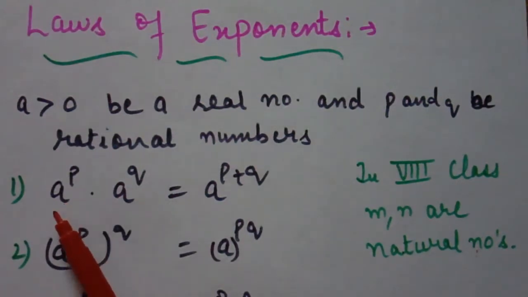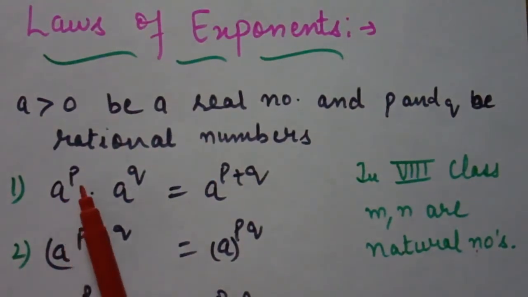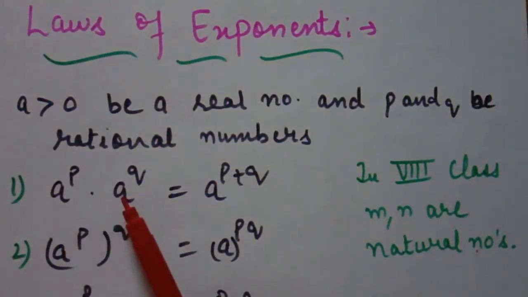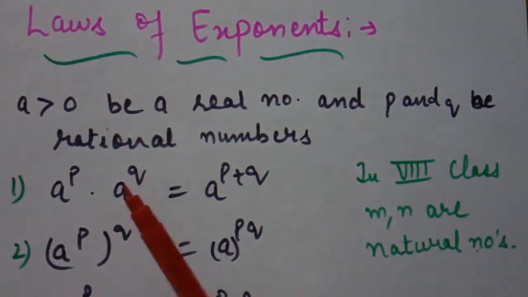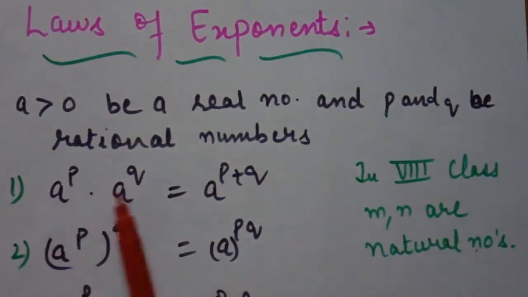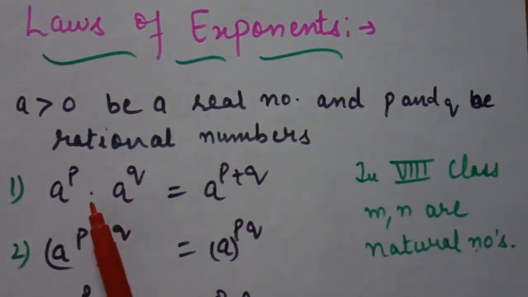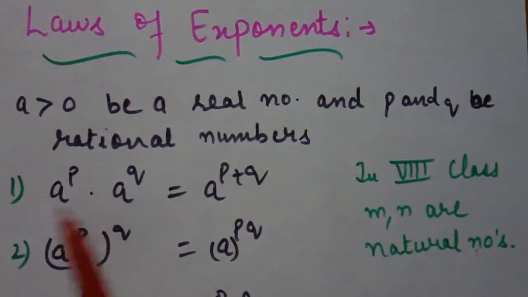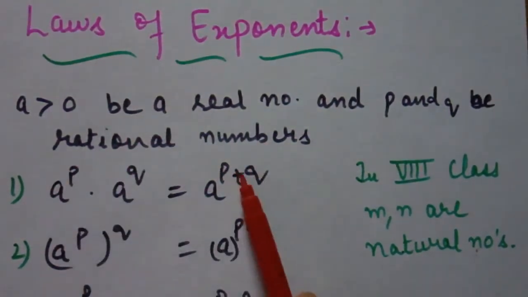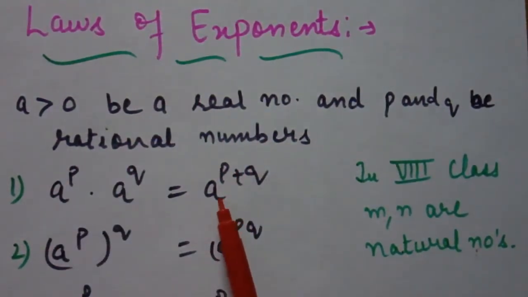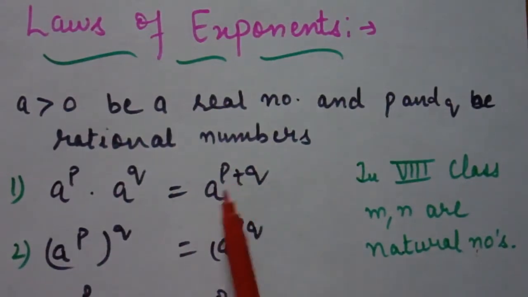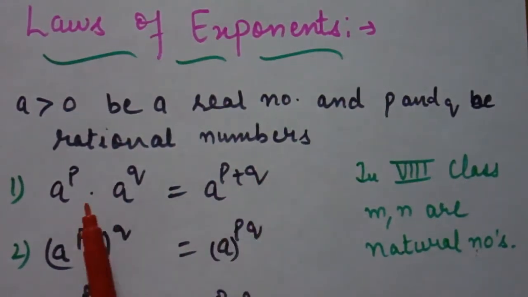So, the first law of exponents is: a raised to power p multiplied by a raised to power q. Here we have the base same, powers are different, and the operation is multiplication. So, what will happen with this number? How will we change it? It becomes like this: base same, powers will be added because of the multiplication operation.